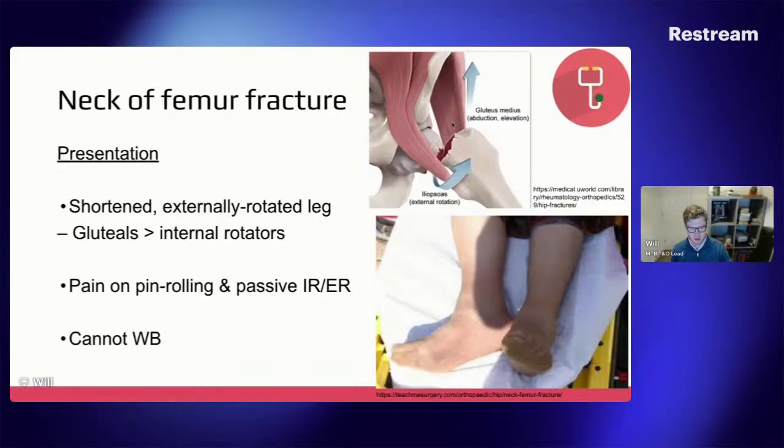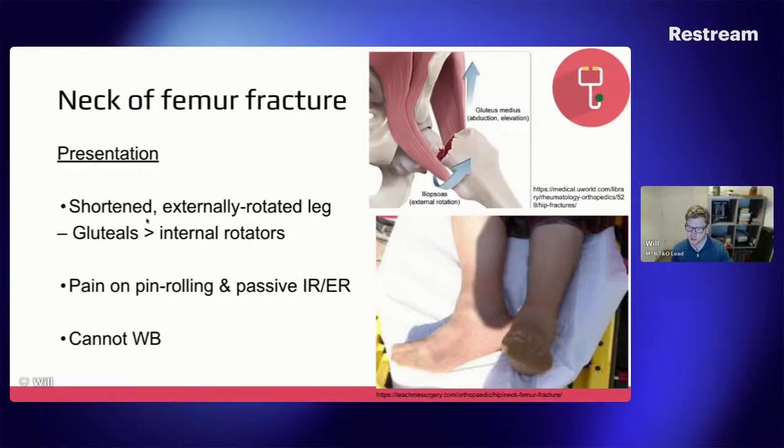The reason this happens is shown in this diagram here. When the neck of femur breaks, when it fractures, the gluteal muscles, especially gluteus medius, overpower the adductors and the internal rotators, and along with iliopsoas, will pull the distal fragment up, out, and will externally rotate. So the gluteals and iliopsoas are stronger than the internal rotators and the adductors. So when there's no bony continuity, these muscles overpower the others and result in this classical clinical presentation that we see here.